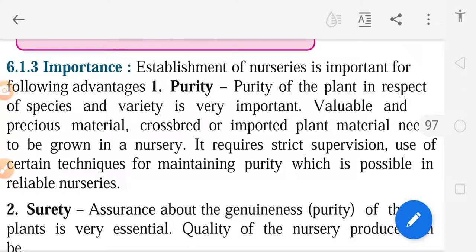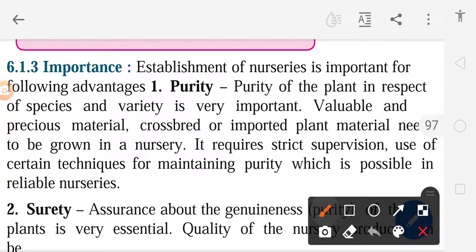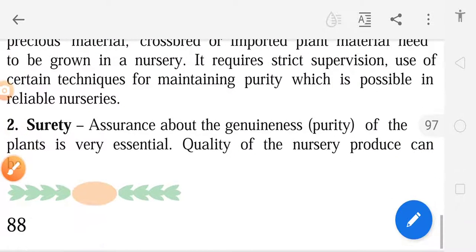Now what is the importance of raising nursery? The most important thing in raising nursery is the purity. Purity of what? Purity of the plant. The plant should be genetically pure, and plants can be crossbred, and such imported plant materials are to be multiplied and grown in the nursery. So, to maintain the genetic purity is the most important factor.